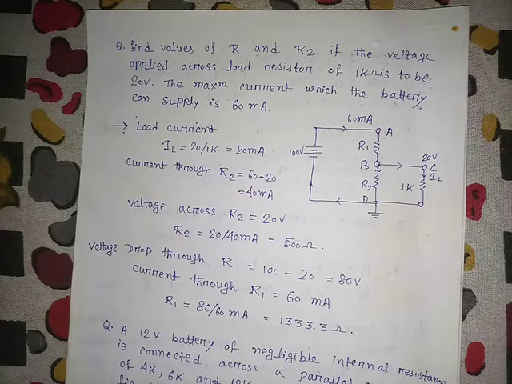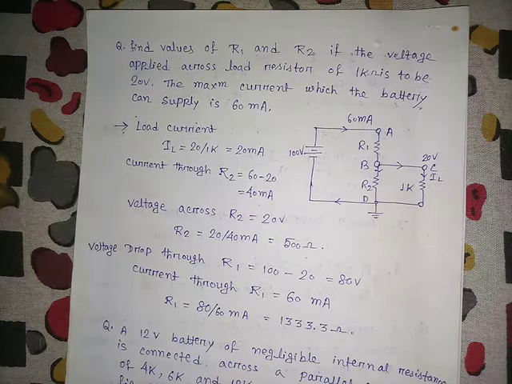So first problem: find the values of R1 and R2 if the voltage applied across a load resistance of 1 kilo ohm is to be 20 volt. The maximum current which the battery can supply is 60 milliampere. So in this question they give us the load resistance and load voltage.